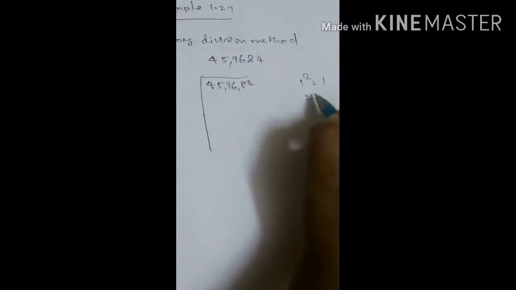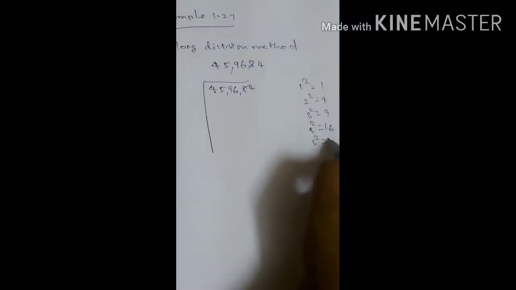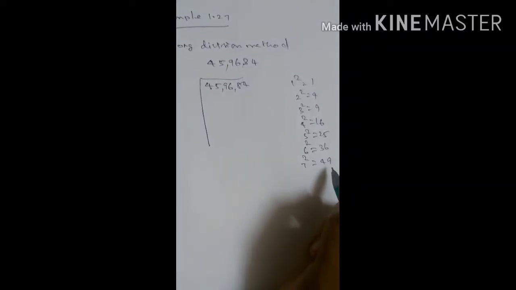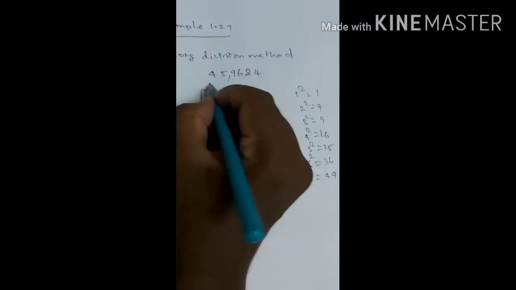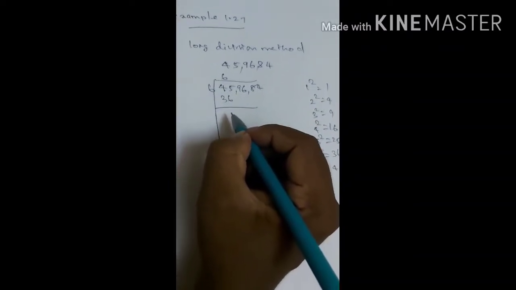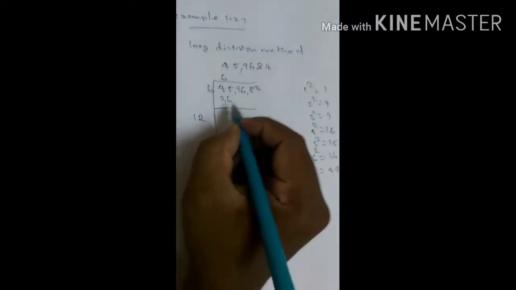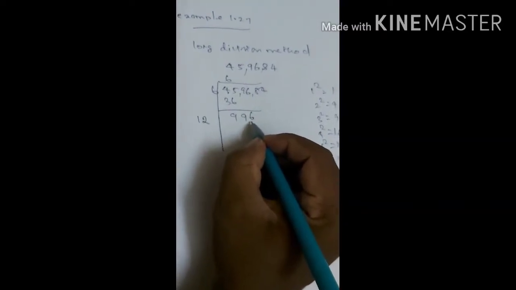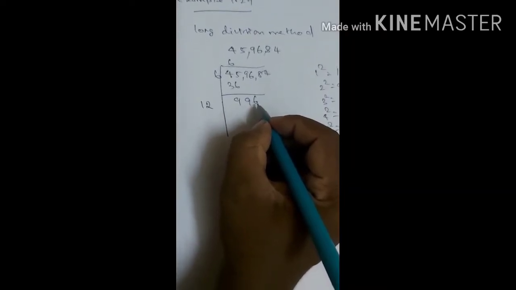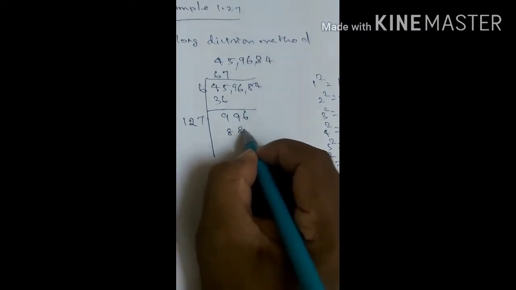1 square equals 1, 2 square equals 4, 3 square equals 9, 4 square equals 16, 5 square equals 25, 6 square equals 36, 7 square equals 49. But here it is 45 only. So 6 sixes are 36, 45 minus 36, remaining value 9. In the second step, moving on, multiply by 2. So 6 twos are 12. Then the 96 remaining value will be taken. So what number will come with the 12? I put 7.